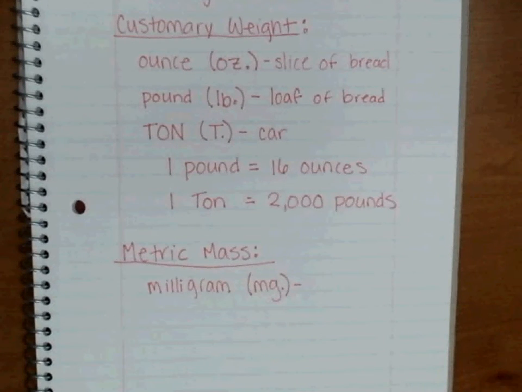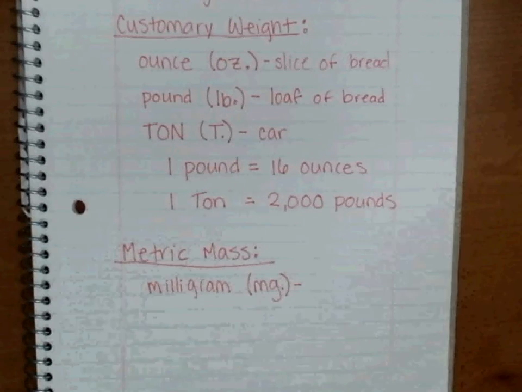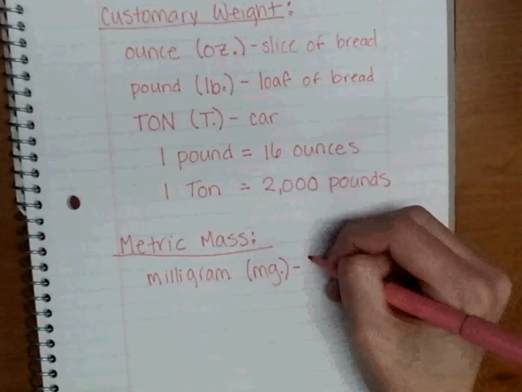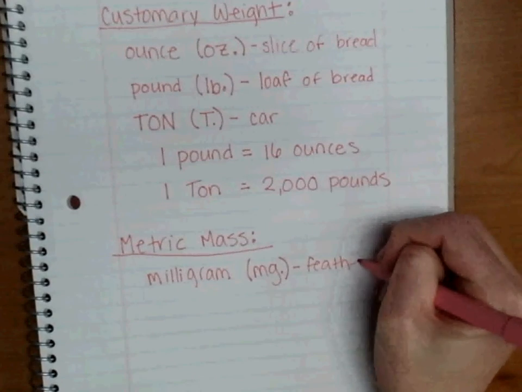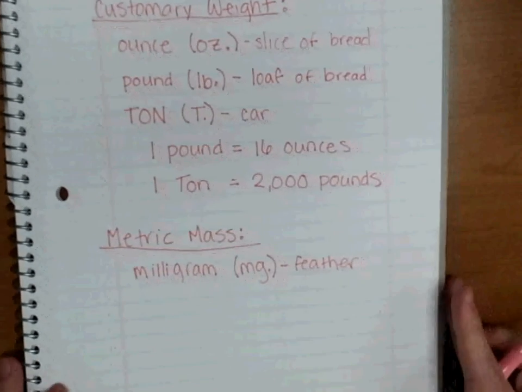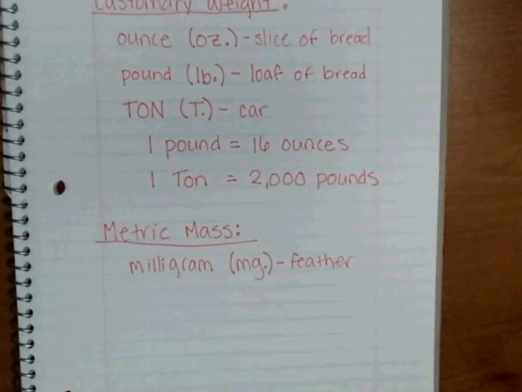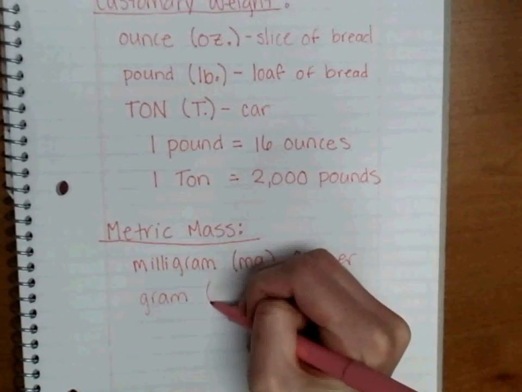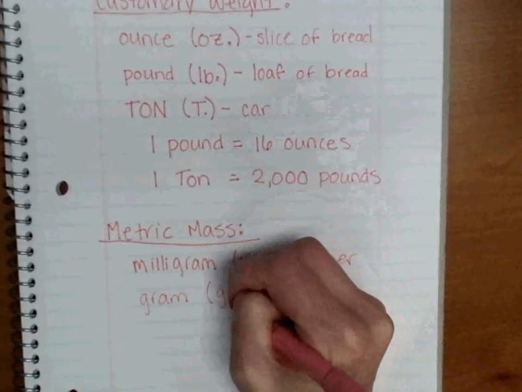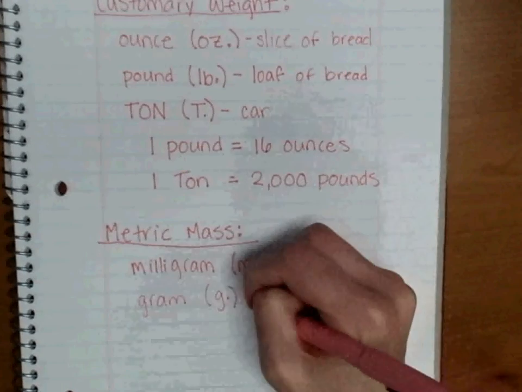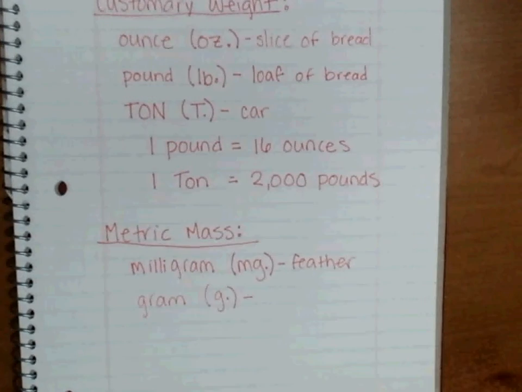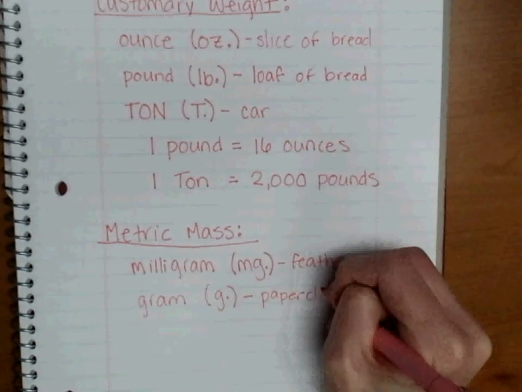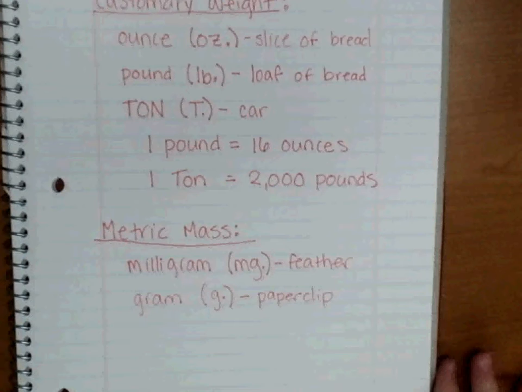But they say it's about a feather. So think about a feather. A feather almost weighs nothing, but that's a milligram. A feather is very light. The next unit of measurement is a gram, and we've used grams in science with a triple beam balance. And a gram is about a paper clip. So still really light, but a little bit bigger than a feather.